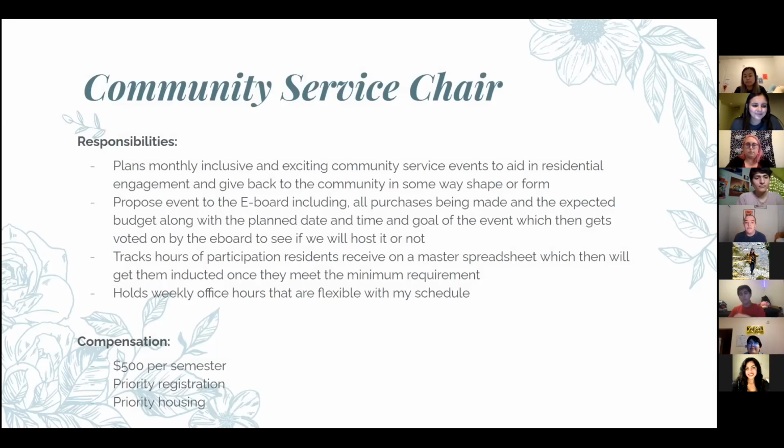I track hours on this master spreadsheet of participation, which will then get residents inducted once they reach the minimum requirement. And just like the rest of the e-board, we all hold weekly office hours that are flexible with our own schedules. And then the compensation or perks of the position are $500 per semester, priority registration, and priority housing.